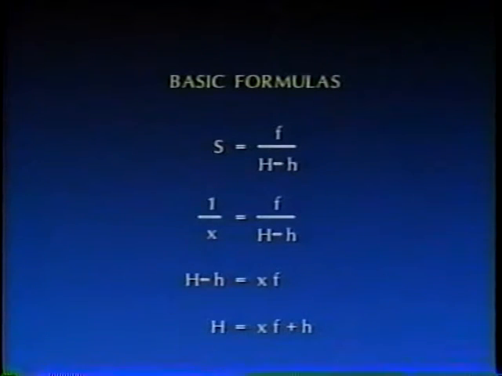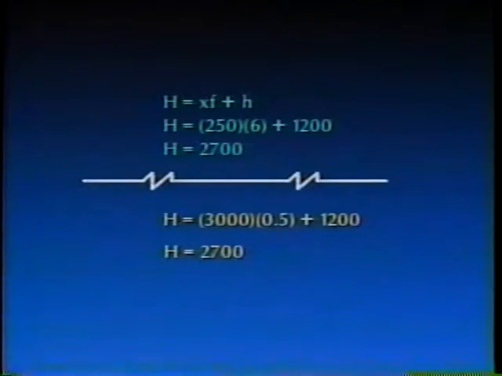We can start at the beginning basic formula and go through all the steps using these numbers, or go to the bottom formula and solve directly for H. Let's do that. H equals X times F plus small h, or H equals 250 times 6, which is 1,500, plus 1,200, the mean terrain elevation, so H equals 2,700 feet.